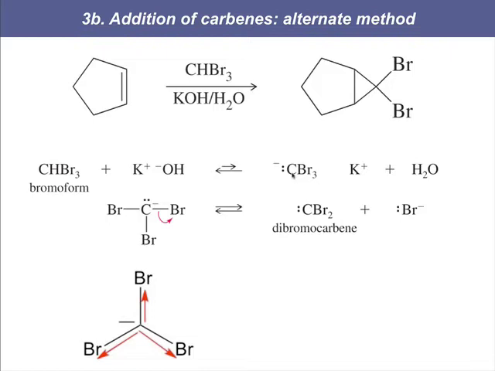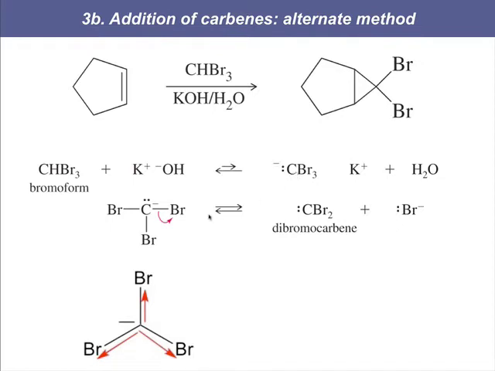But this is CBr3 minus. It's a carbon minus with three very electronegative bromines on it. Having three electronegative bromines on a negatively charged carbon means that that carbon has a lot of its electron density being pulled away from it and is being stabilized by these three bromines. So the CH hydrogen in bromoform is easily removed to make CBr3 minus.